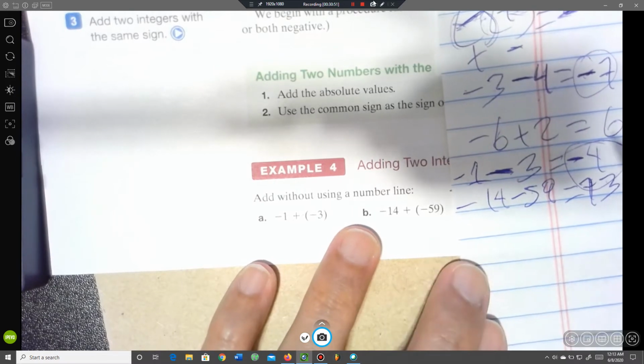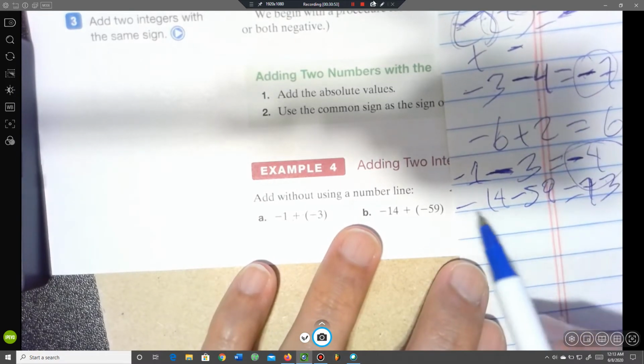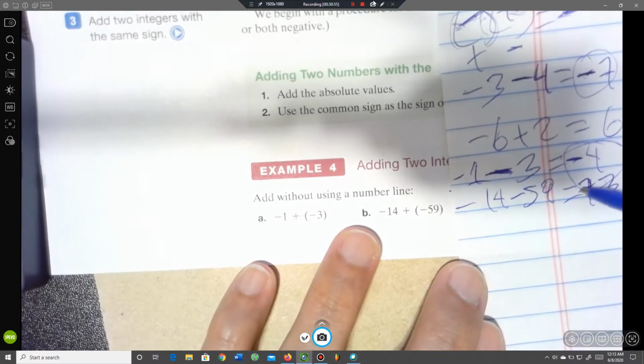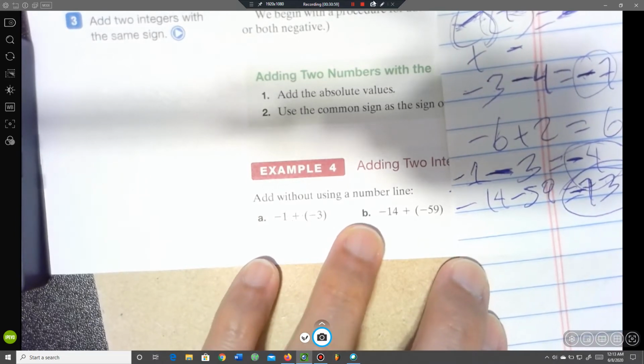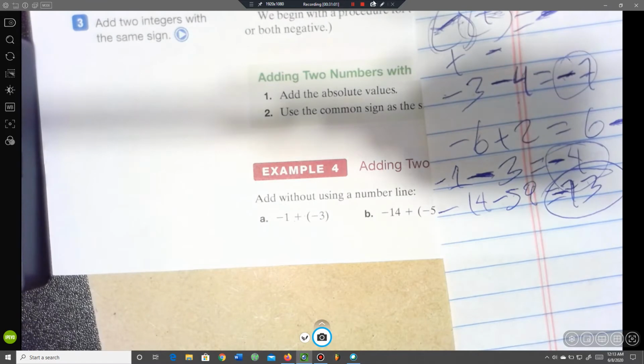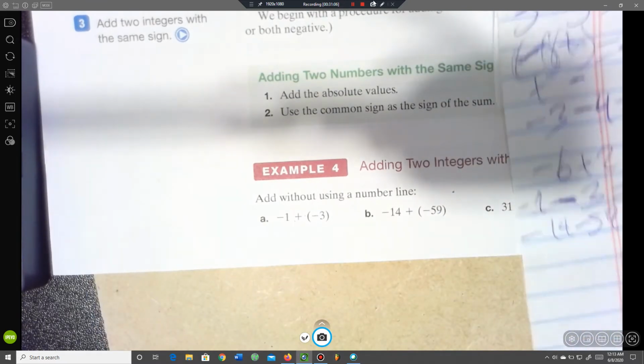Really, this is the correct answer. And then go back, look at the signs. I have two negative signs, therefore the answer is negative. Okay. And that should be the answer. All right. And let's move on to number C.